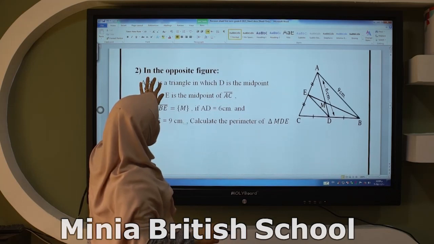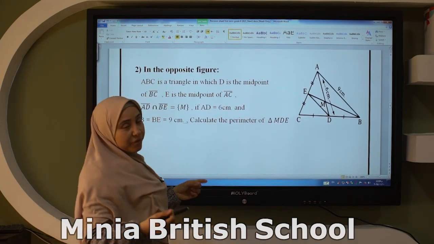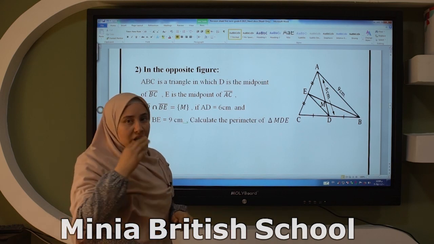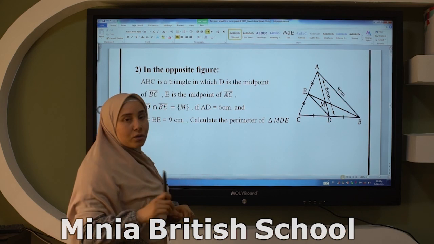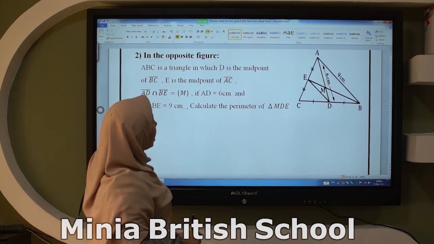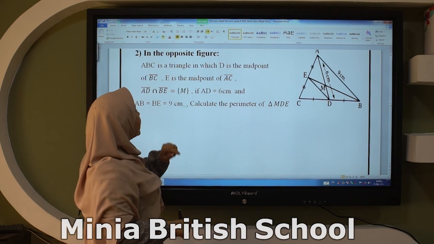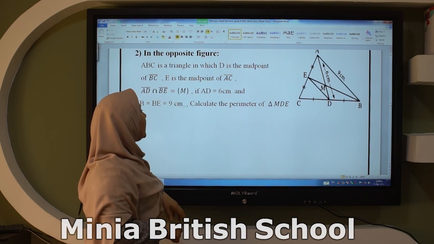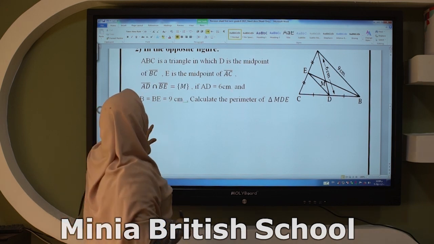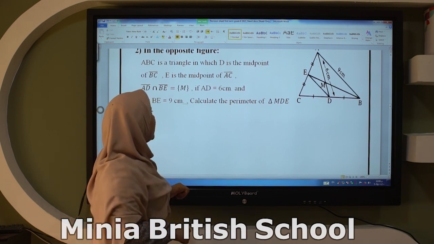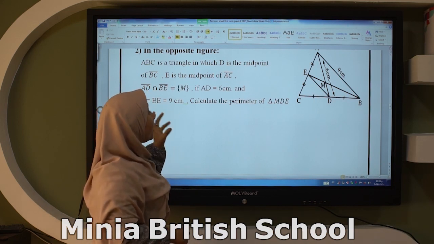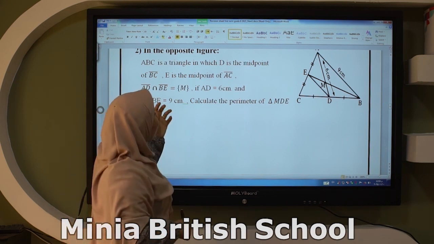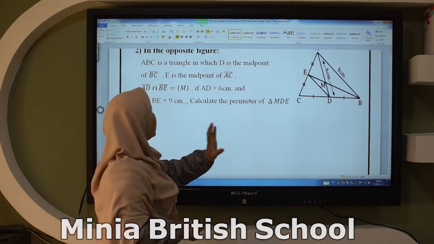Now, the second type of questions, the essay questions. And you have 3 essay questions, each one consisting of 2 parts. The first question: ABC is a triangle in which D is a midpoint of BC, E the midpoint of AC, and AD intersects BE at M. If AD equals 6 cm and AB equals BE equals 9 cm, calculate the perimeter of MDE.